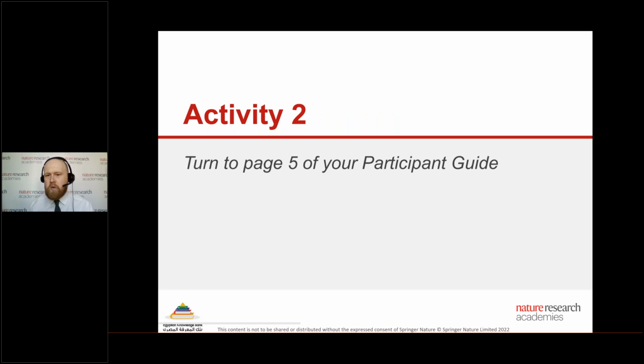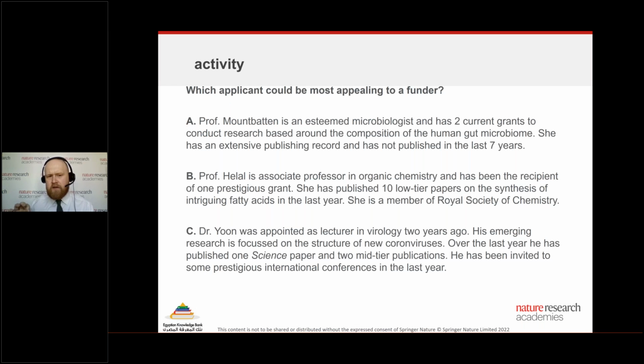Great. Well, we're going to go to the next activity today, and you'll see this on page 5 of your participant guide. So in this activity, I've provided you with 3 applicants. I'm going to give you a few minutes to read over these applicants. Then I'm going to ask you which applicant could be most appealing to a funder.